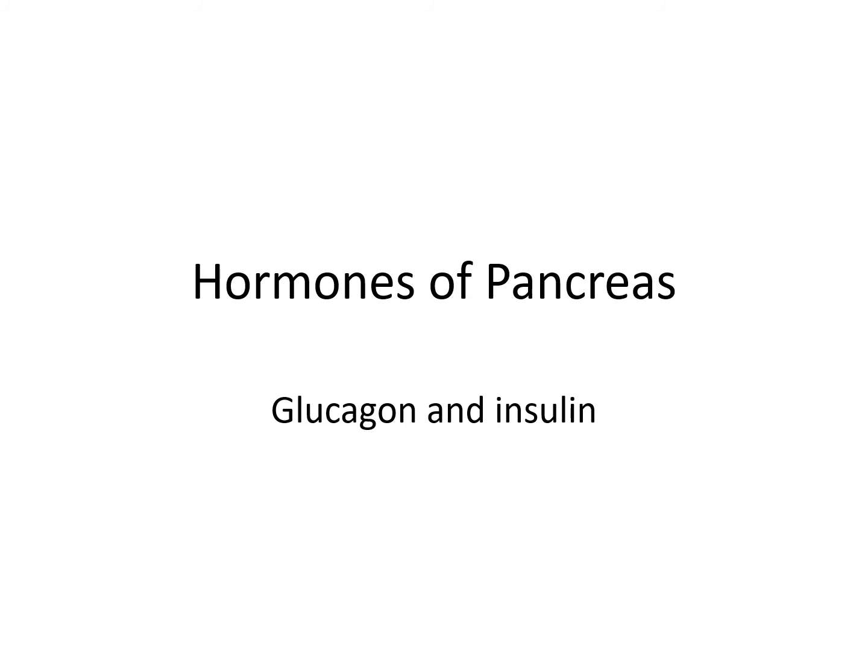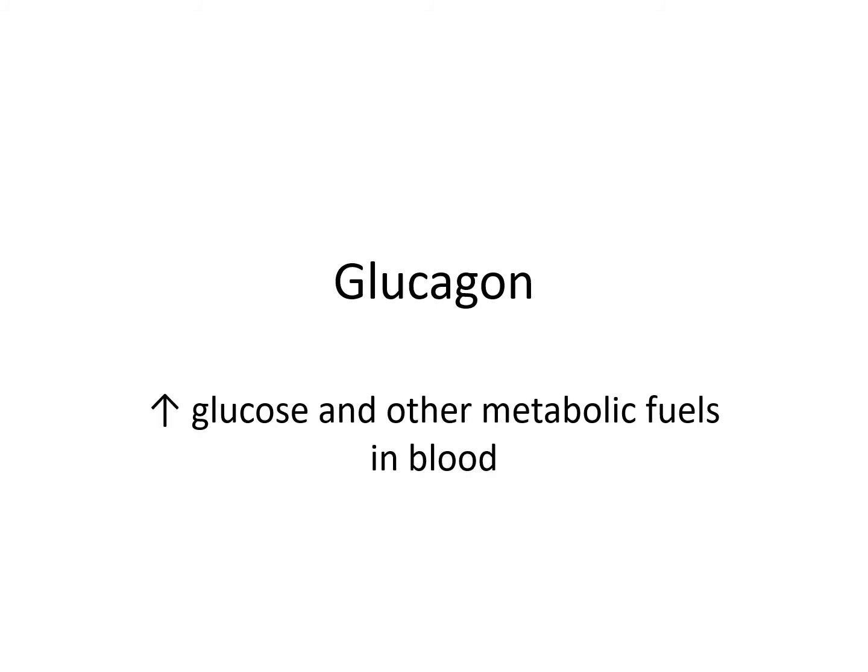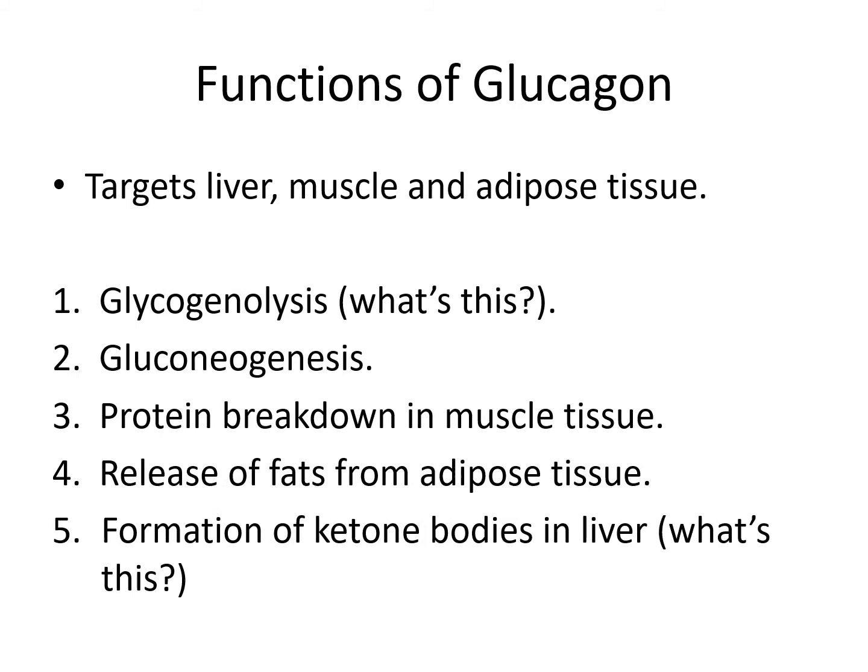Let's start with glucagon and insulin. Okay, glucagon will increase glucose and other metabolic fuels in the blood. It will increase blood glucose levels. And it has several targets: liver, muscle, and adipose tissue. One of its functions is glycogenolysis. And as you can tell, if we break down this word, it's the breakdown of glycogen into glucose. Because remember, in SCB 203, you learned that glycogen is a macromolecule of many glucose molecules. It's a storage farm for glucose.